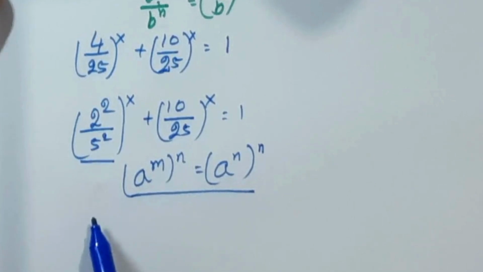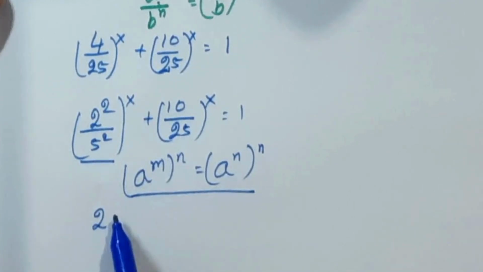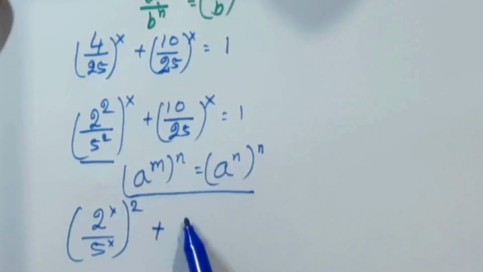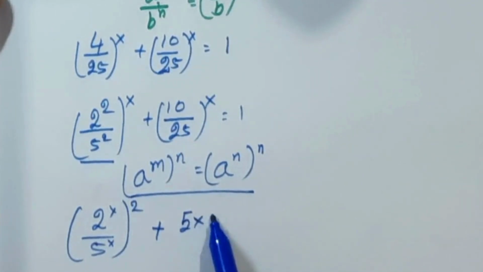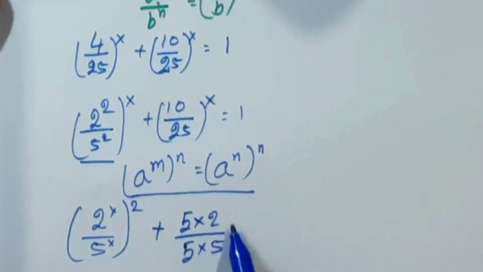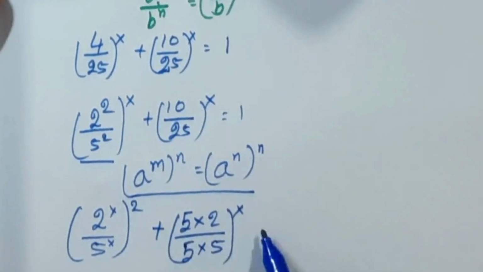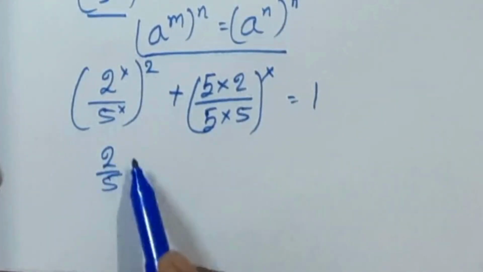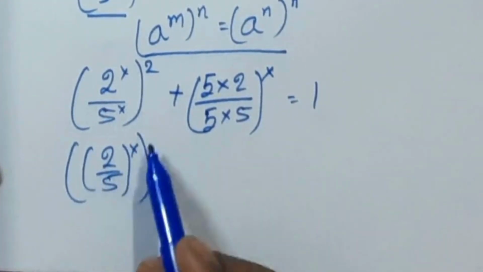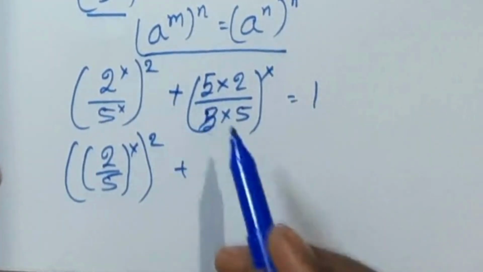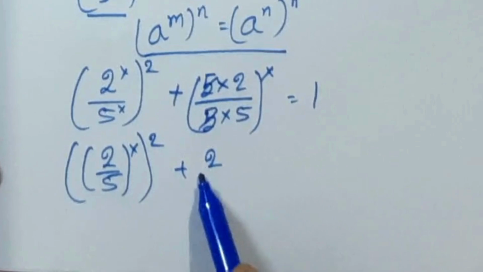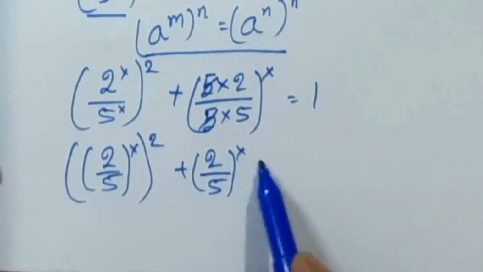So the value will be 2 to the power of x by 5 to the power of x whole power 2, plus 10 can be written as 5 into 2, 5 into 5 whole power x equal to 1. 2 by 5 whole power x whole power 2. This 5 and this 5 get cancelled. So we have 2 by 5 whole power x equal to 1.